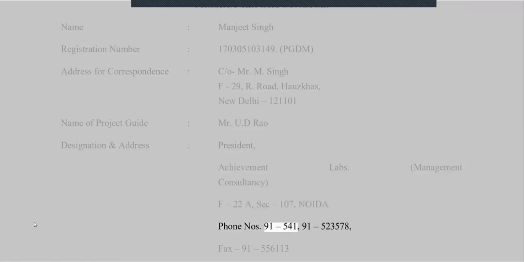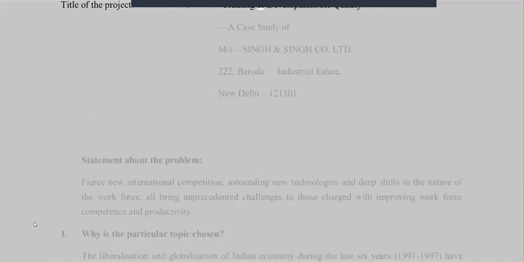Phone numbers and fax. Title of the project, Training and Development for Quality, a case study of M.S. Singh and Singh Co. Ltd., 222 Baroda Industrial Estate, New Delhi 121101.